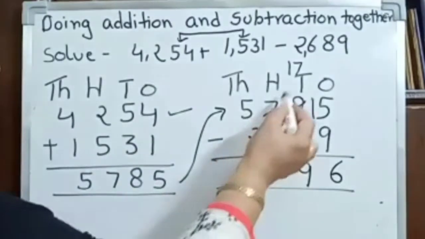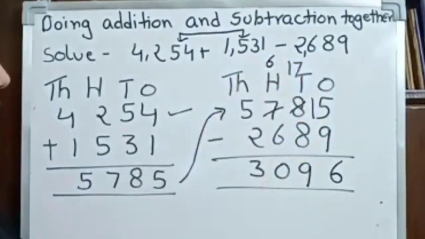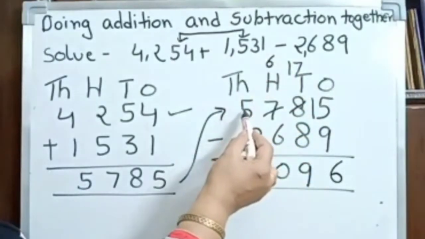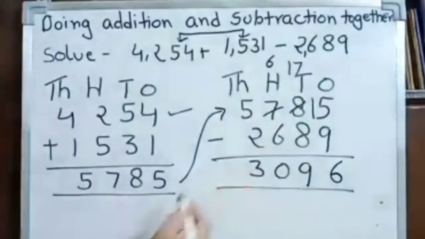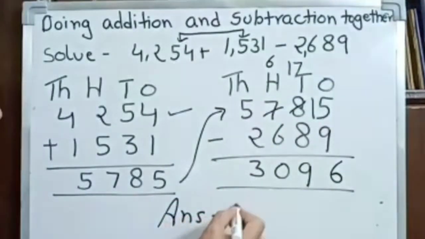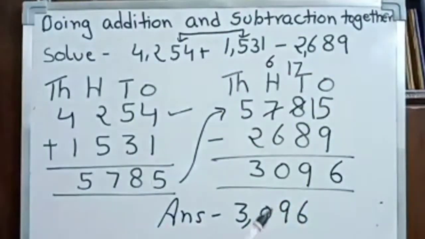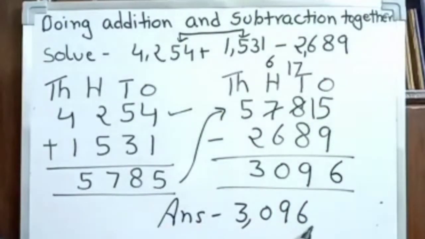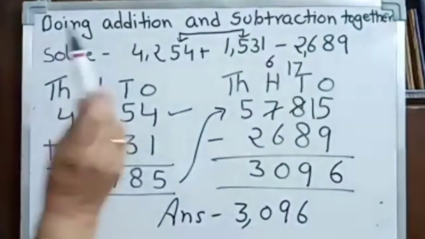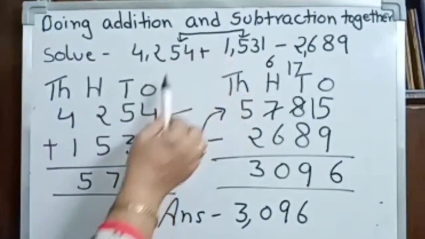Now 7 has given one number to this place. So 6 is here. 6 minus 6, 0. Again we have 5. 5 minus 2, 3. So the answer is 3096. How? We have 0 in the hundreds place. So ones, tens, hundreds, thousands. So read this number, 3096. What is the number? 3096.